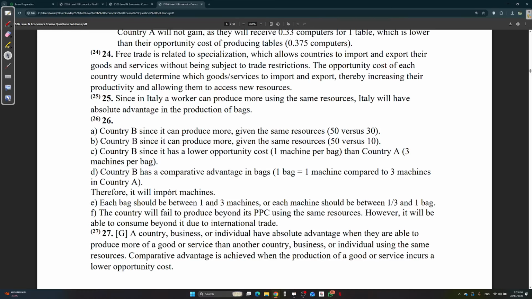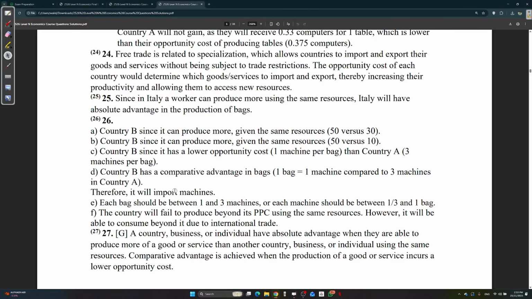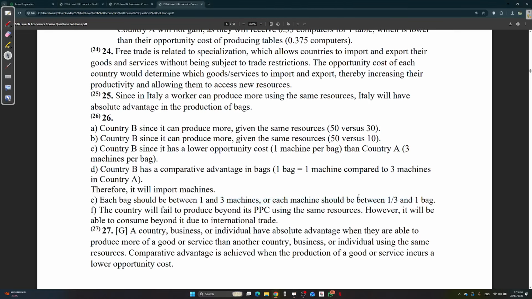B. So he's going to be the one importing. Is actually the first 4 answers all B? B, yeah, actually. Okay, E, each bag should be between 1 and 3 and whatever. Alright, see how they said this? This will not get you a mark, okay?